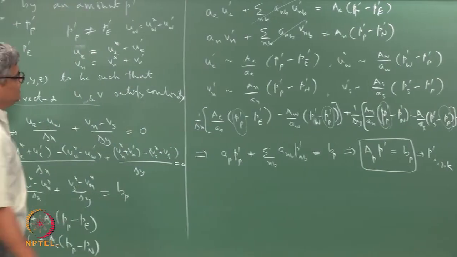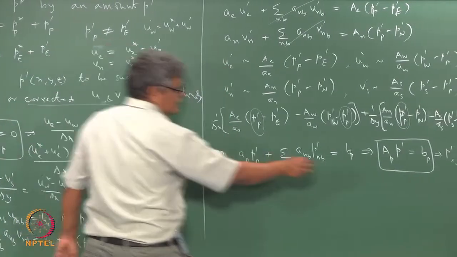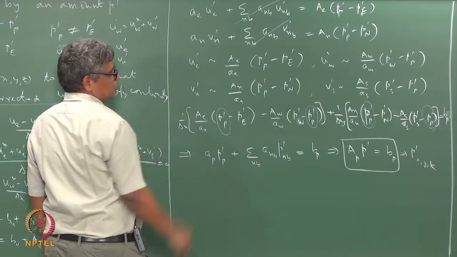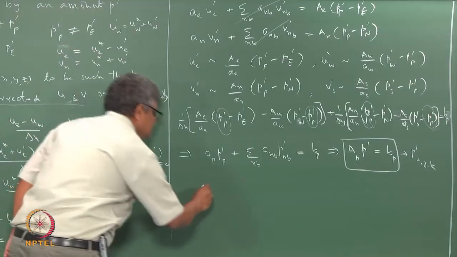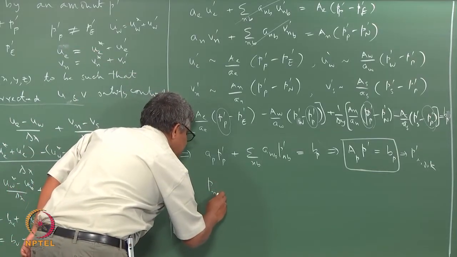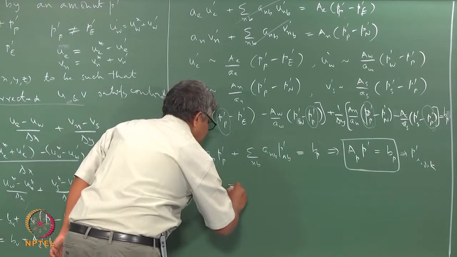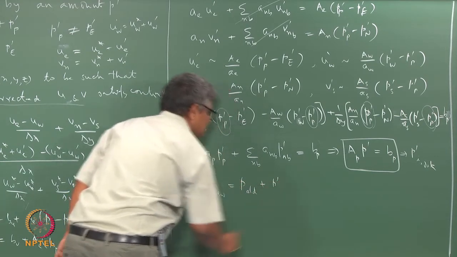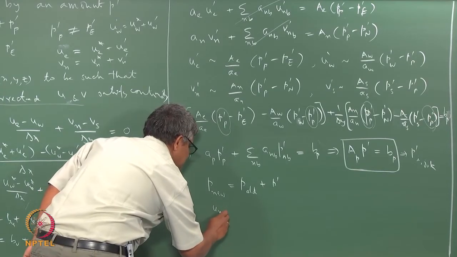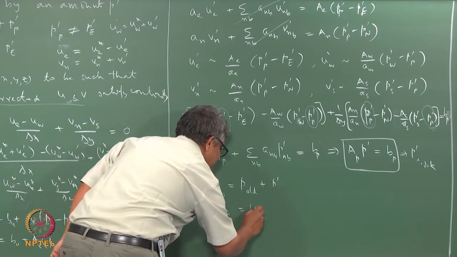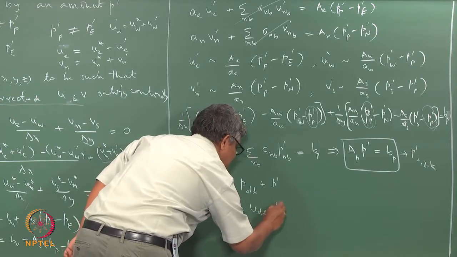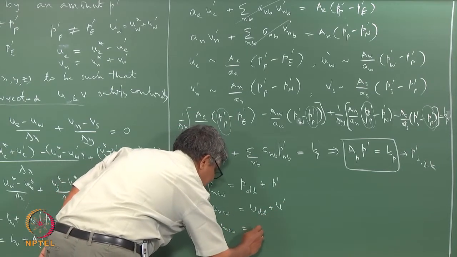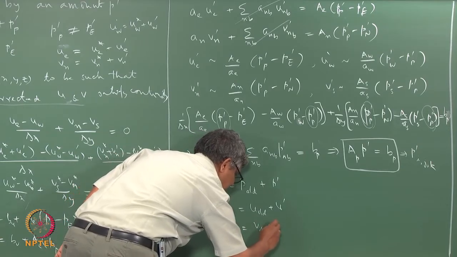Okay. So, that means that we now have a pressure correction and a velocity correction for the two velocity components, and therefore, we can say that the new value of pressure is the old value of pressure plus the pressure correction, and the new value of U is the old value plus the velocity correction, and the new value of V is V old plus V prime.